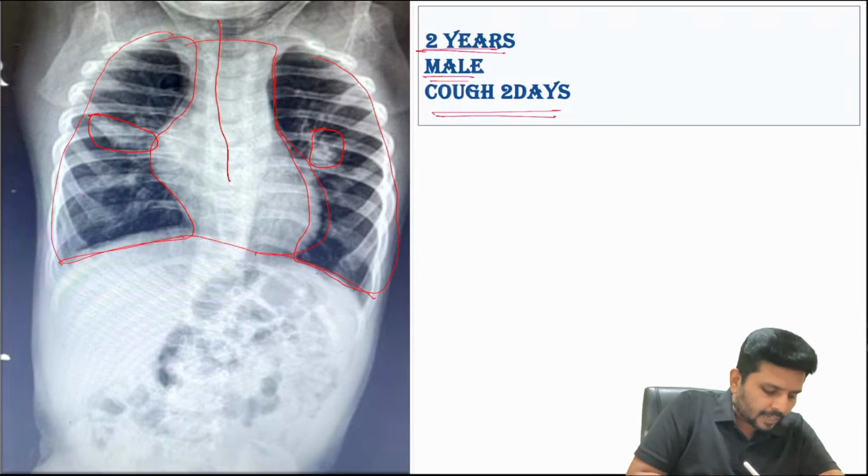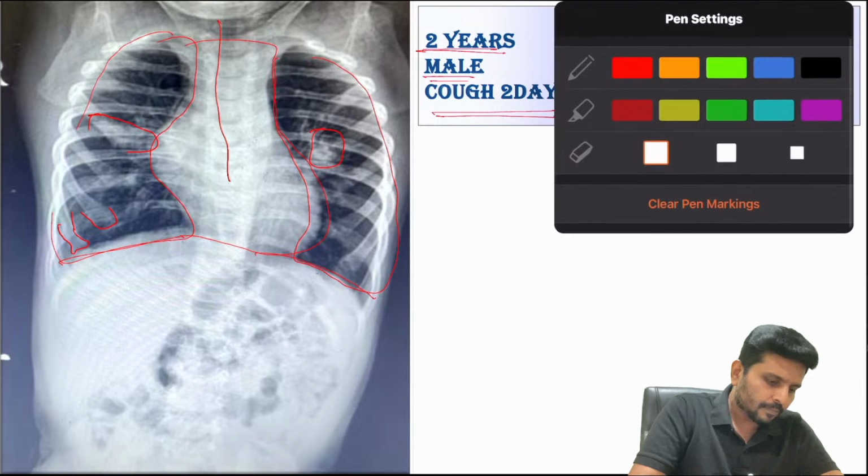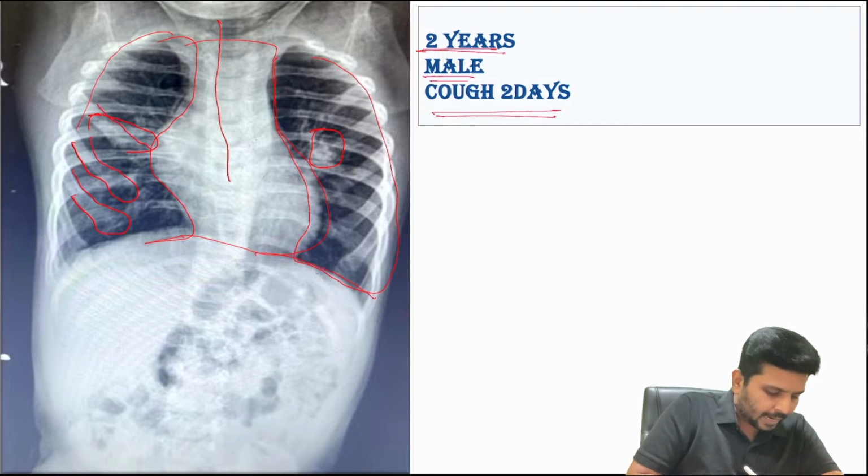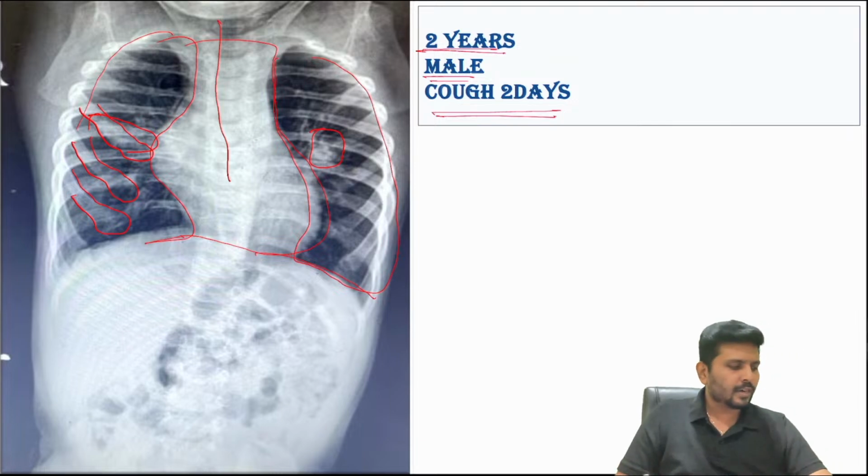But look at this. There is widening of the anterior end of the ribs. The anterior ends of the ribs are widened. Here the anterior ribs are widened. So what is this called as?